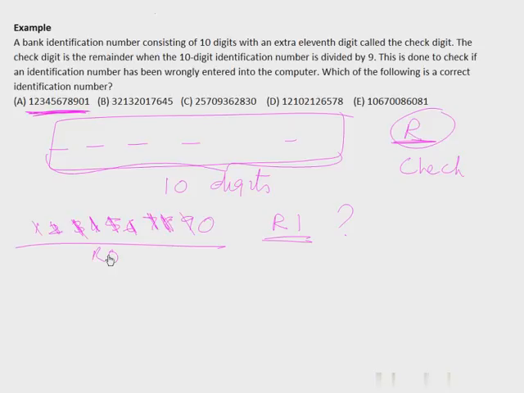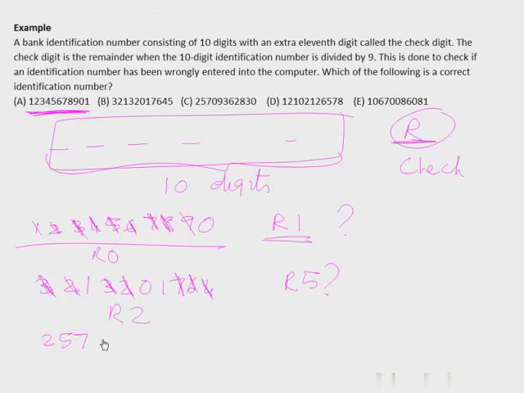A is out. Let me check B. 3, 2, 1. 3, 2, 0. 1, 7, 6, 4. I want a remainder of 5. So I'm grouping in 9s because 6 plus 3 is 9. That gives a remainder of 0. 7 and 2 gives a remainder of 0. 4, 5, 6, 7, 8, 9 gives a remainder of 0. What's left is 1 and 1, 2. So the remainder is 2. B is out. Let me check C.